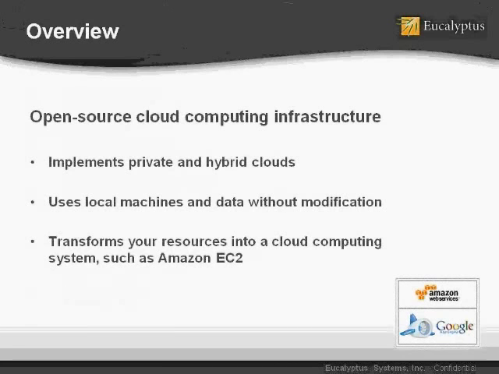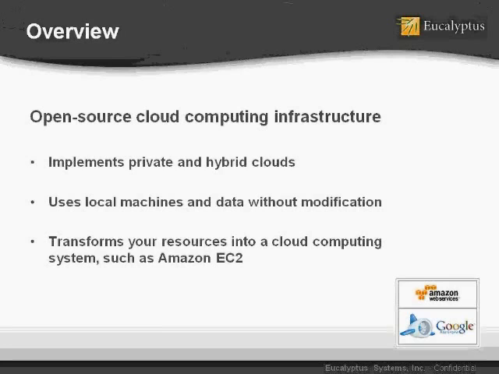So briefly, an overview about Eucalyptus Systems. We are an open source cloud computing infrastructure company. We build open source private cloud solutions that implement private cloud computing inside of the firewall, but we also expose external APIs that allow you to leverage the public cloud environment, truly bringing that hybrid cloud solution to the enterprise.